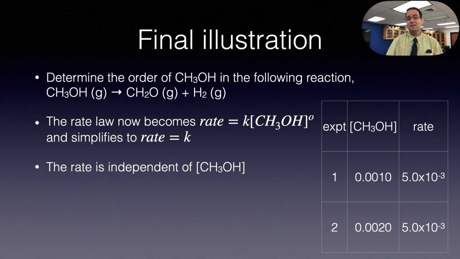And what that means is that the rate law becomes simply rate is equal to k times CH3OH to the 0 power, which means it's 0th order with respect to methanol. And because anything raised to the 0 power is 1, the rate equation simplifies to rate is equal to k. And what that means is the rate is independent of CH3OH concentration. You can double it, you can triple it, you can halve it, and the rate's just going to be the same, all right?